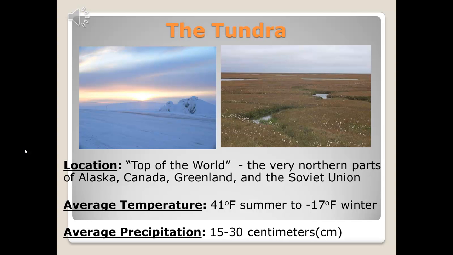The average temperature in the tundra is 41 degrees Fahrenheit in the summer and negative 17 degrees Fahrenheit in the winter. Average precipitation, 15 to 30 centimeters. Take a moment to record the average temperature and average precipitation on your data table.